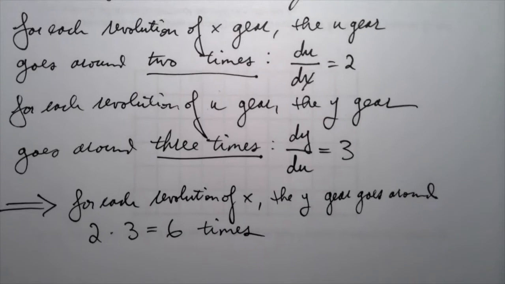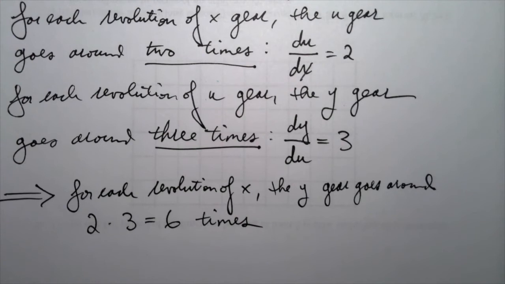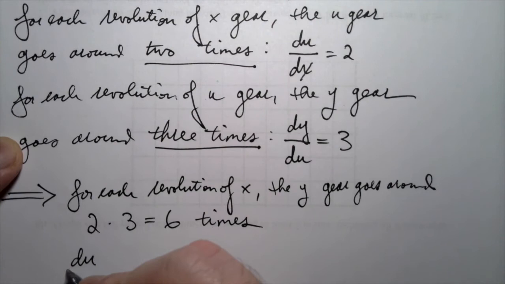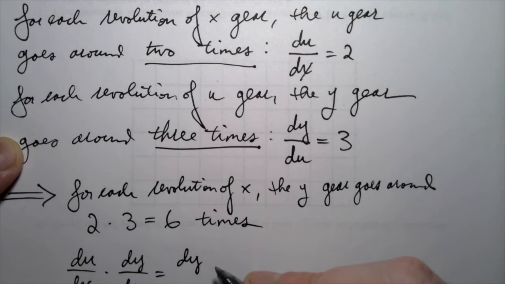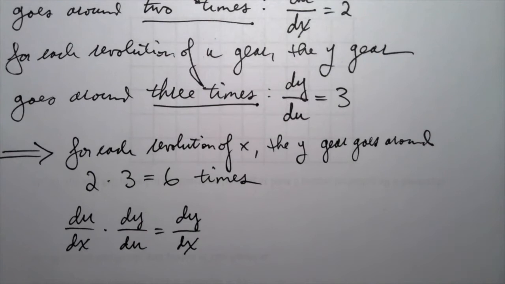All right, and I claim that that is the chain rule. What is this expression? This is just saying that 2, which was du over dx, times 3, which is dy over du, is equal to 6. That would be the rate of change of the Y gear with respect to the original X gear. Okay? So this principle, this idea, is the chain rule.